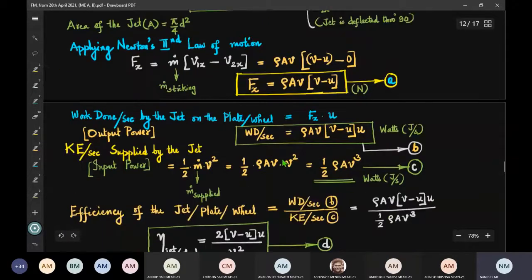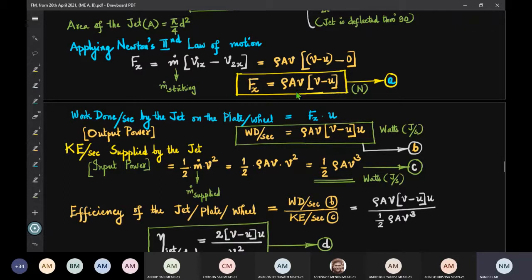That is a very special case, whenever you use a series of vanes fitted on the wheel. The complete mass flow rate is utilized. The mass flow rate issued by the jet is fully utilized, and the mass flow rate striking is also the same. So Fx is now rho A V into V minus U. See this? Rho A V into V minus U is the hydrodynamic thrust in this case. When a series of flat vanes are mounted on the wheel, the hydrodynamic thrust exerted is rho A V into V minus U.